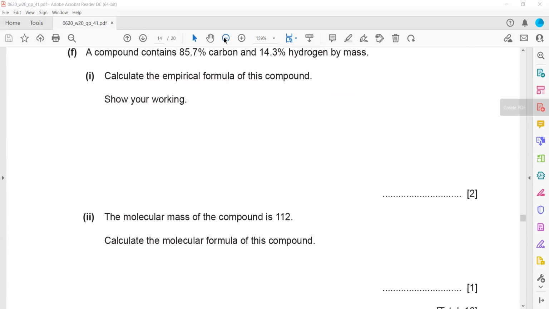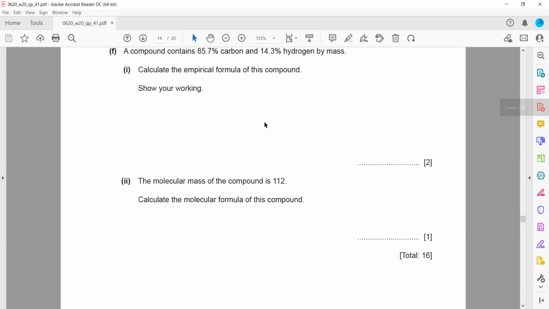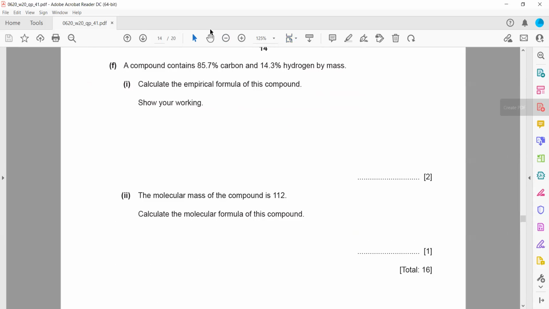The next one, finding the empirical and molecular formula. So how do we find the empirical formula from percentages or the mass? There are three steps. Step 1 is divide by relative atomic mass. Step 2 is divide by the smallest value. And step 3 is make the simplest ratio in whole numbers.